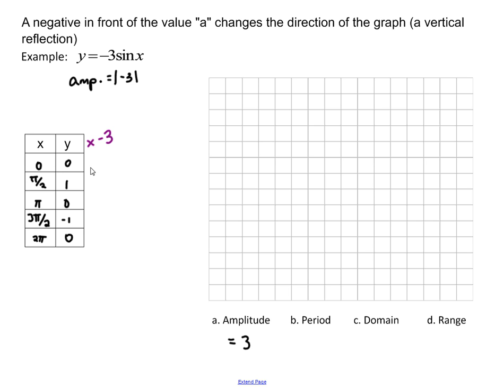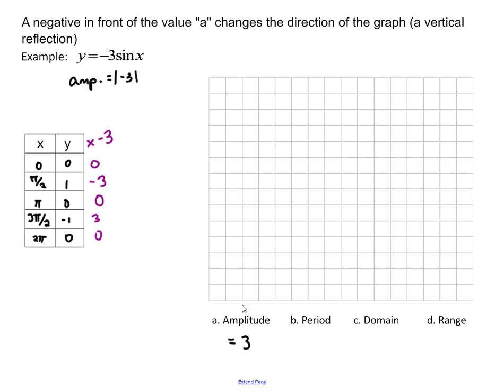So we're going to get 0 times negative 3. Well, that's still 0. 1 times negative 3 is negative 3. 0. Negative 3 times negative 1 is positive 3 this time. 0 times 3, that's still 0. So let's graph at least one full cycle right here. Let's see if we can fit in more if we can.